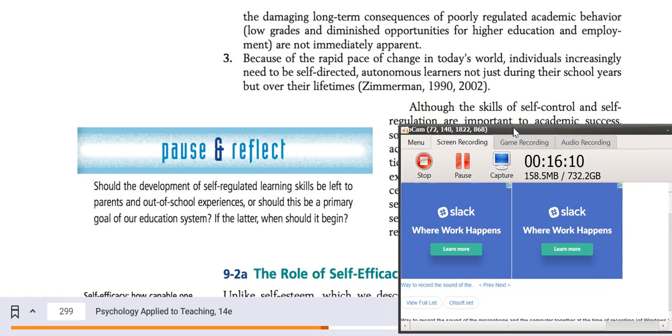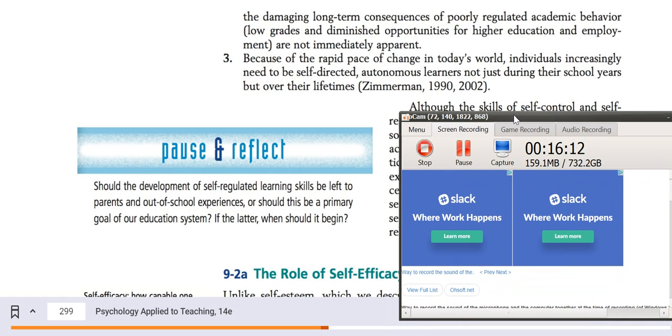Should the development of self-regulated learning skills be left to parents and out-of-school experiences, or should this be a primary goal of our education system? If the latter, when should it begin?